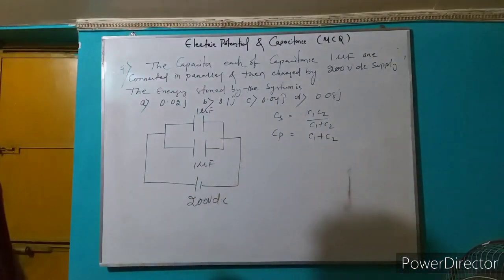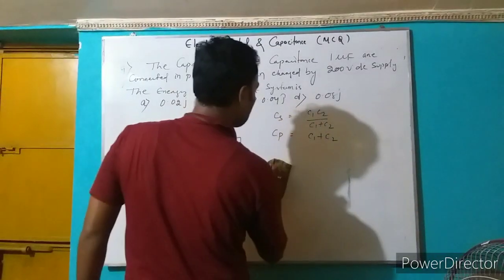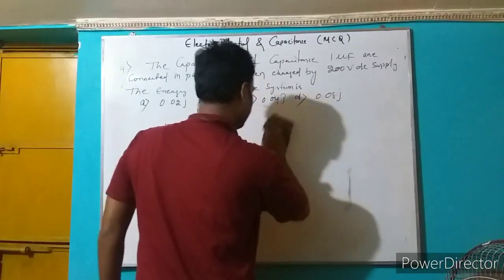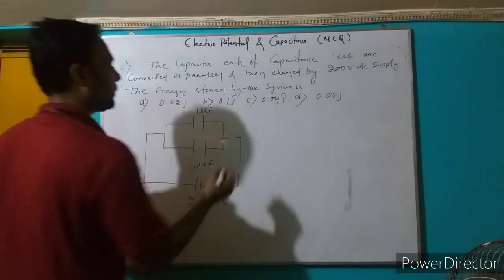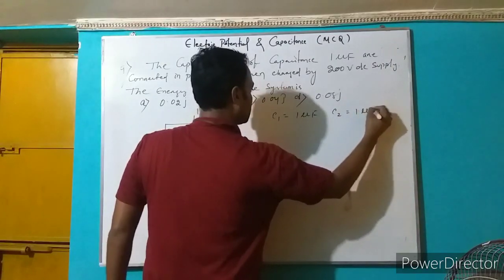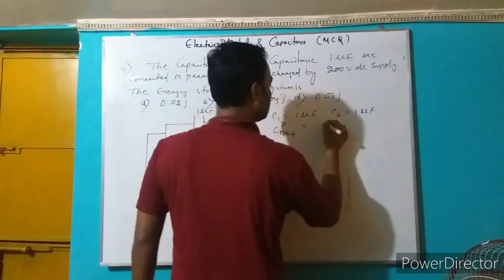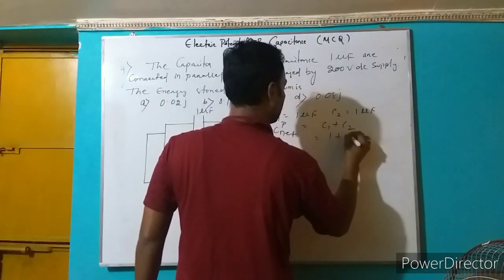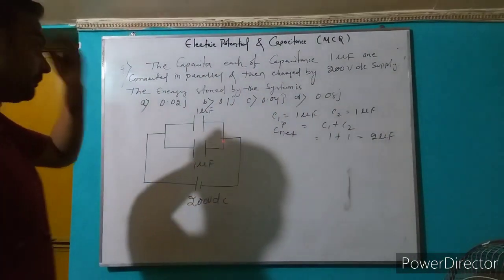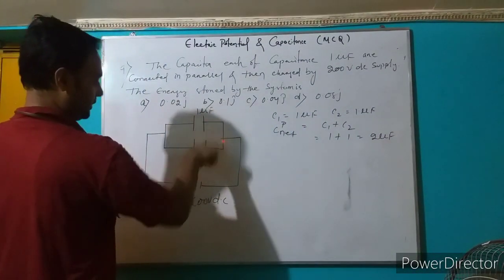Now in that question, both capacitors are connected in parallel. That's why here we have to put the formula for capacitance in parallel, that is C1 plus C2. Here two capacitors each have capacitance C1 equal to 1 microfarad and C2 also 1 microfarad. So net capacitance in parallel connection is C1 plus C2, that is 1 plus 1, that is 2 microfarad.